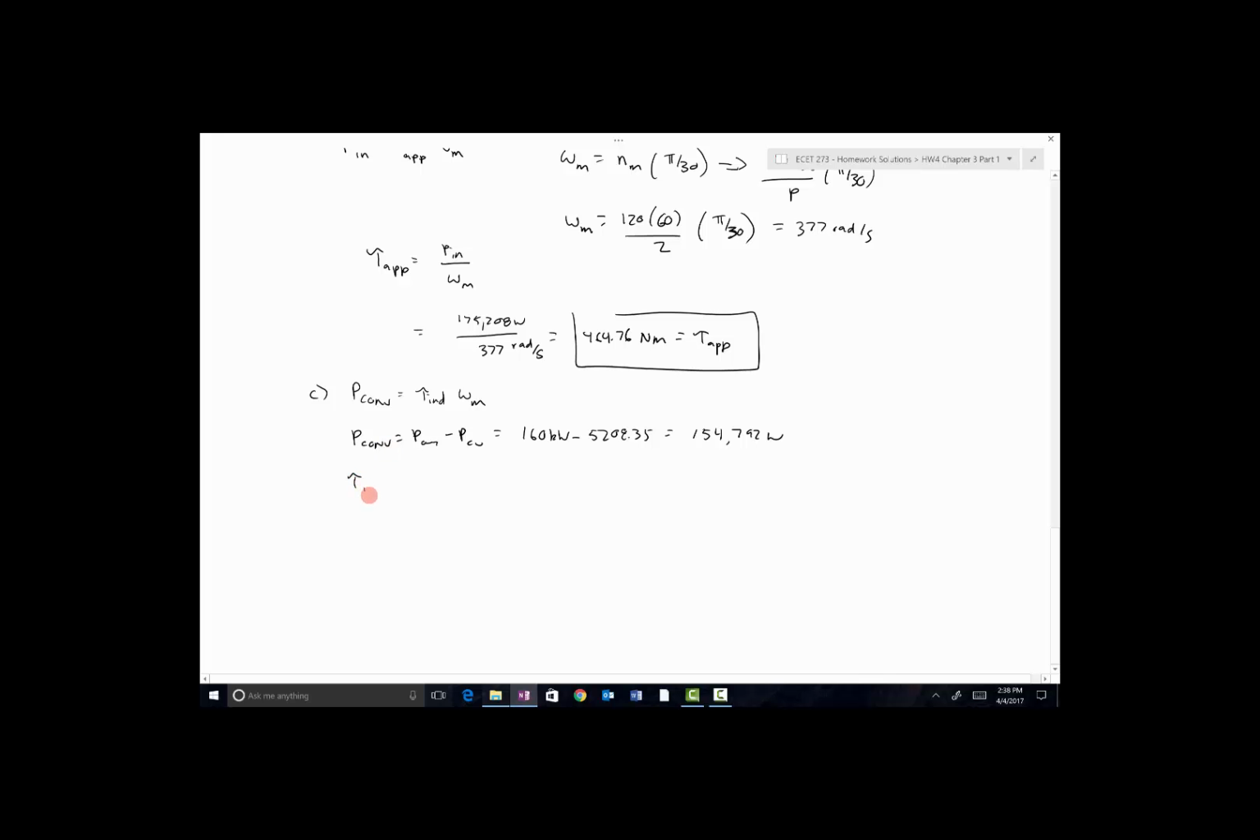And so we can calculate the induced torque by the armature reaction by just taking 154,792 divided by the mechanical rate of rotation of the armature field, which is the same as the mechanical rate of rotation of the prime mover. They're in synchronism, so they're locked. So I need to divide by 377. I do that, and I get 410.59 Newton meters of torque induced by the armature reaction.